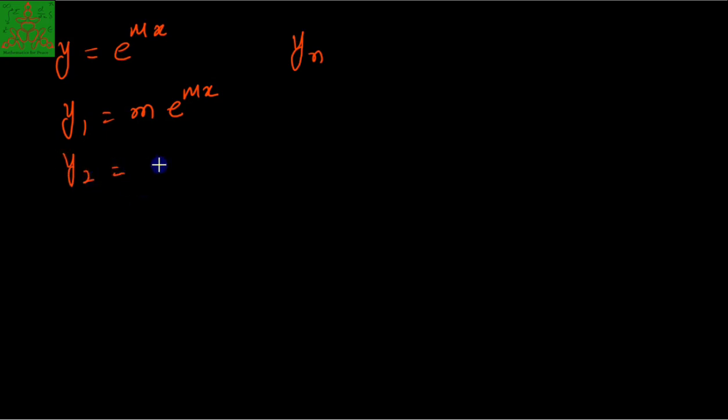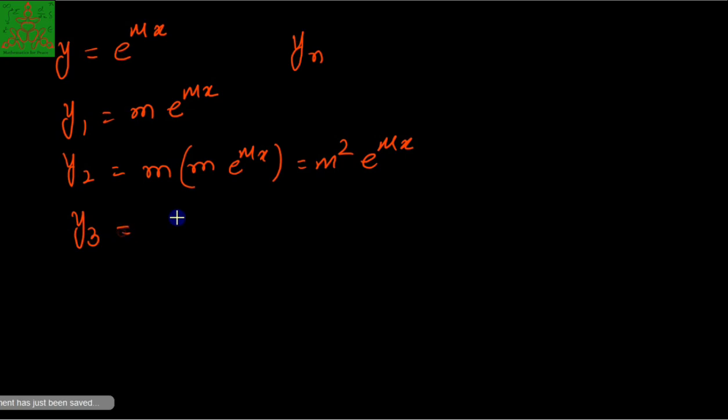For the second derivative, as m is a constant with respect to x, it is m into the derivative of e power mx, which is m into e power mx. So finally you will have m square e power mx. In a similar manner, the third derivative is m cube e power mx. This idea leads to the conclusion that the nth derivative will be m power n e power mx. But now the question is, can we prove this statement?